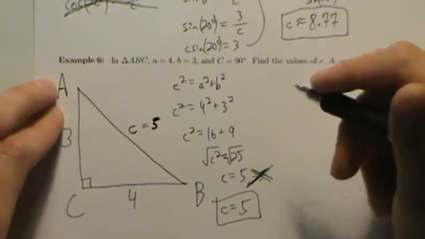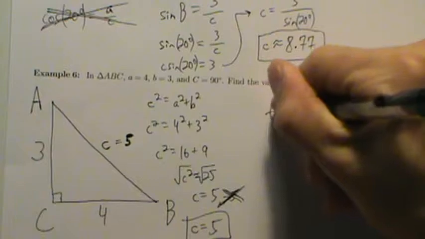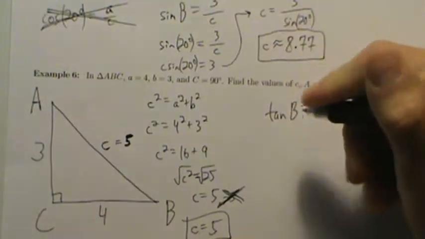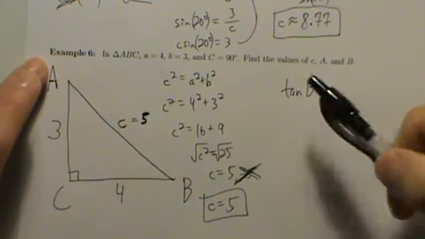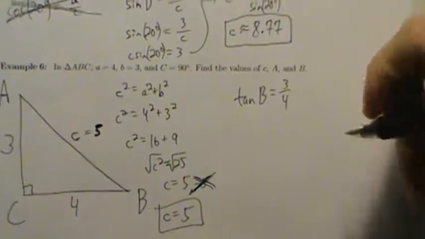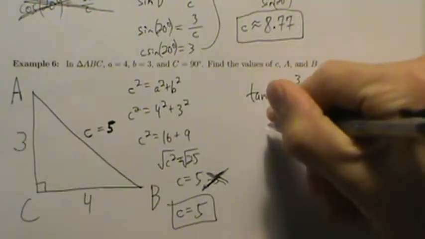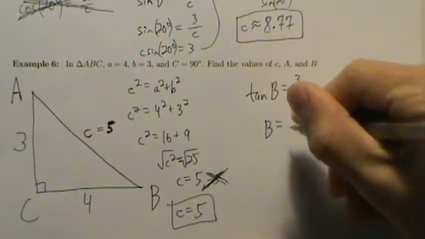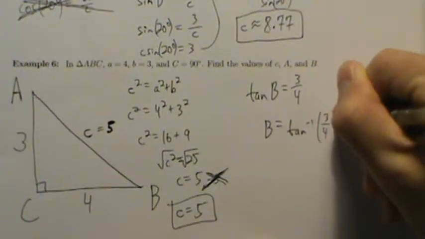So what can we do? We can just start using some trig functions. We could say the tangent of B is opposite over adjacent, right? Opposite over adjacent. So the tangent of B is 3 over 4. How do we get B from there? Well, we can just take the inverse tangent of both sides. So we get B equals the inverse tangent of 3 over 4.